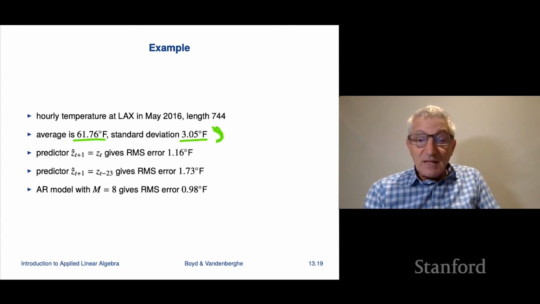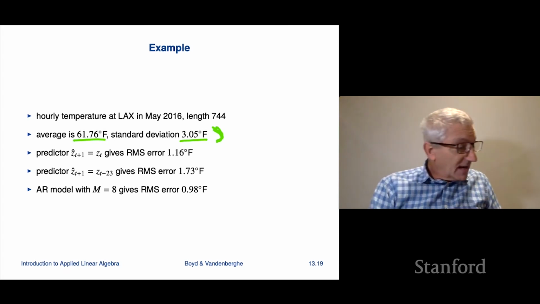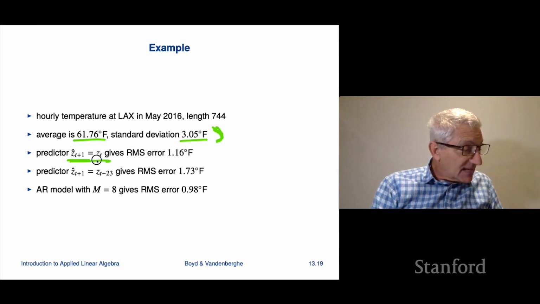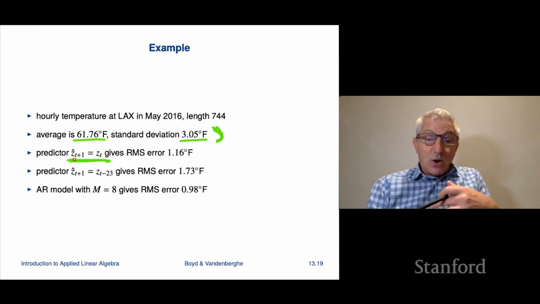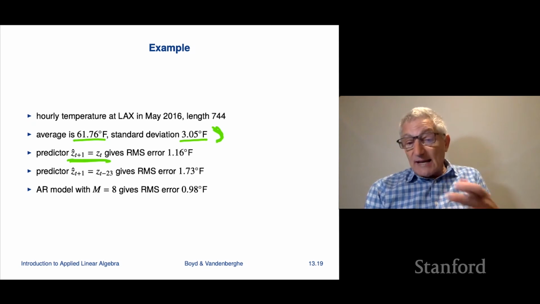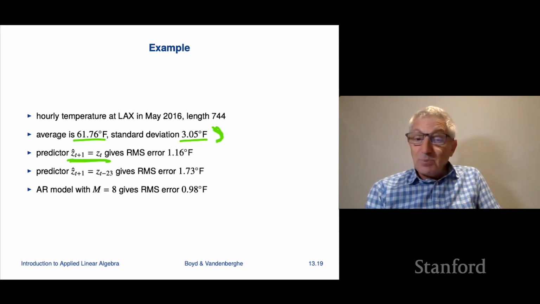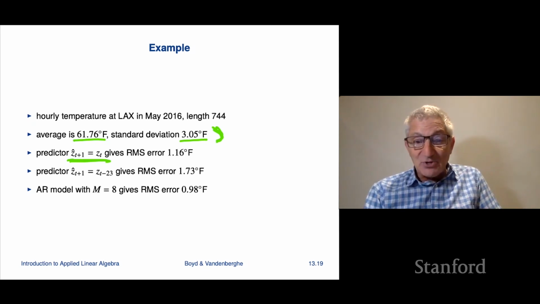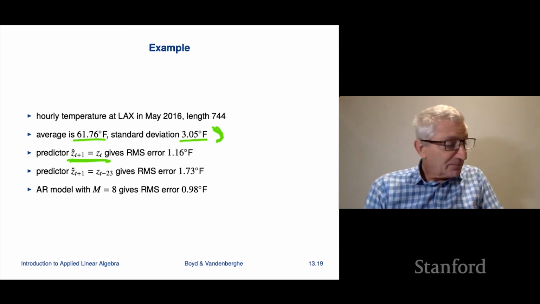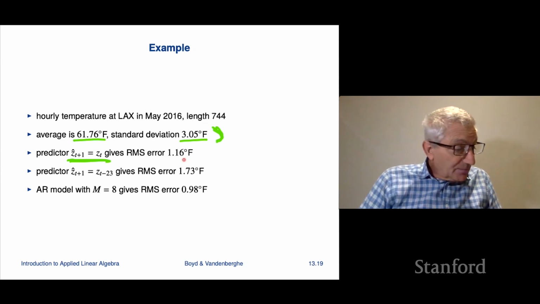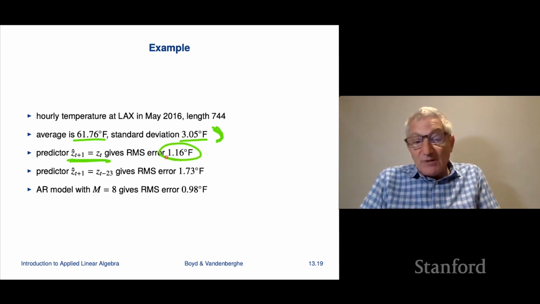Okay. Now we can compare a lot of other predictors, right? Here's actually an extremely sensible predictor. Someone says, what is the temperature at LAX in the next hour? And here's a completely reasonable thing. You say, what is the temperature now? And they say 71 degrees, and you go, it'll be 71 next hour. That gives you an error of 1.16 degrees, right?